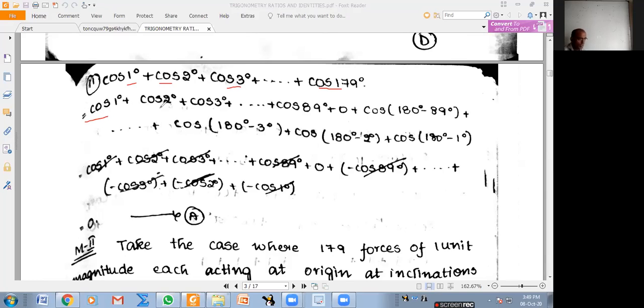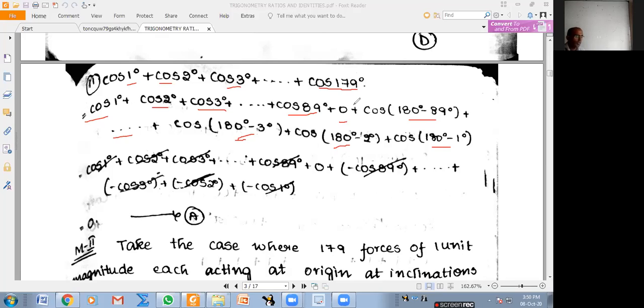I wrote cos 1 degree, 2 degree, 3 degree, up to 89 degrees. Cos 90 is 0. Cos 91, I wrote 180 minus 89. 92, I wrote 180 minus 88. 93, I wrote 180 minus 87. And the last 179, I wrote 180 minus 1. The previous 178, I wrote 180 minus 2. The previous 177, I wrote 180 minus 3. So basically what I've done, 1 to 179 means around 180 terms.